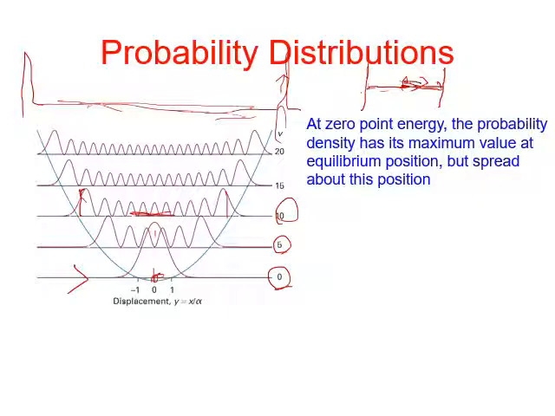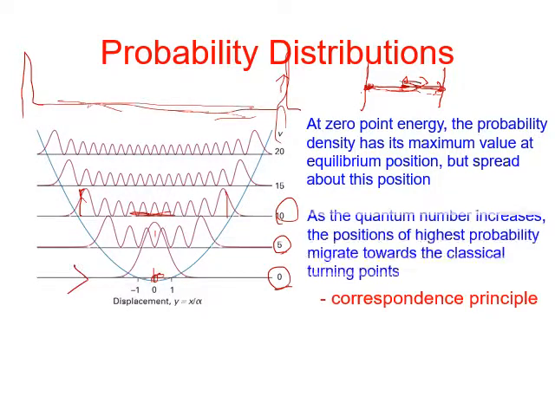Then it becomes faster and faster here, and then slower and slower, and stops at the left side. The potential energy changes to kinetic energy, it goes faster, and then becomes slow at the two ends. In other words, the classical particle is slowest at the two ends. It spends most of the time at the two ends, and that's called the turning point. So here, as the quantum number increases, the position of the highest probability migrates towards the classical turning point. And that is another example of the correspondence principle.